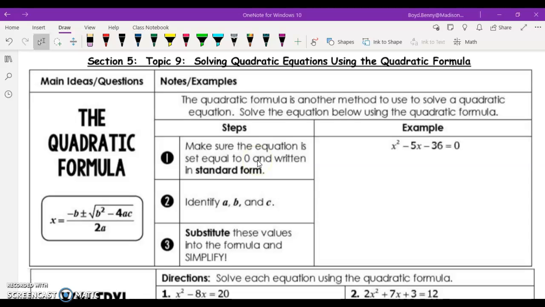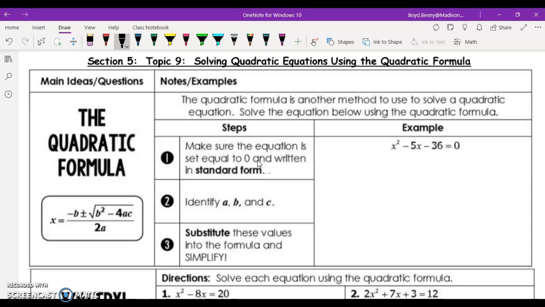Now, the quadratic formula is pretty lengthy, so we mainly use that whenever we can't incorporate one of the other methods. So if this equation cannot be factored, we would normally jump to the quadratic formula. So the first step when solving a quadratic equation using the quadratic formula is we need to identify the coefficients a, b, and c from the equation. And to do that, the first thing we want to do is put it in standard form.